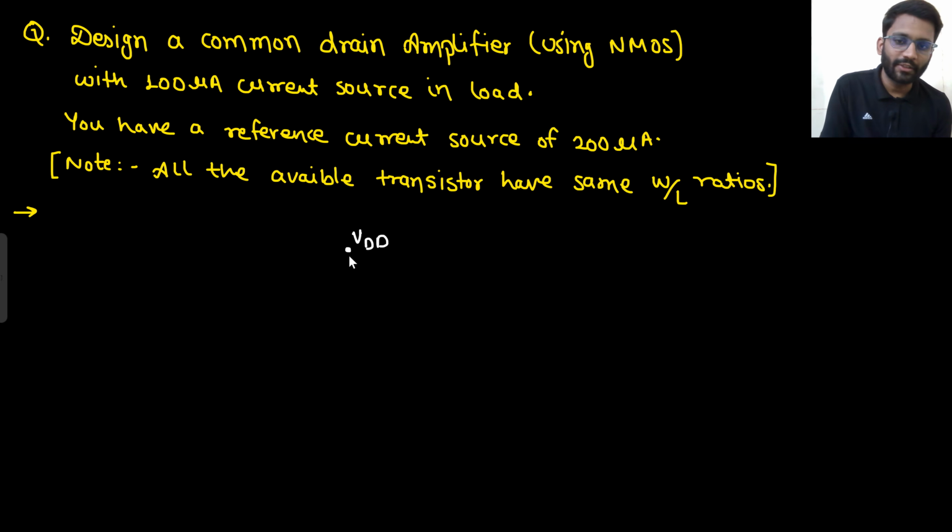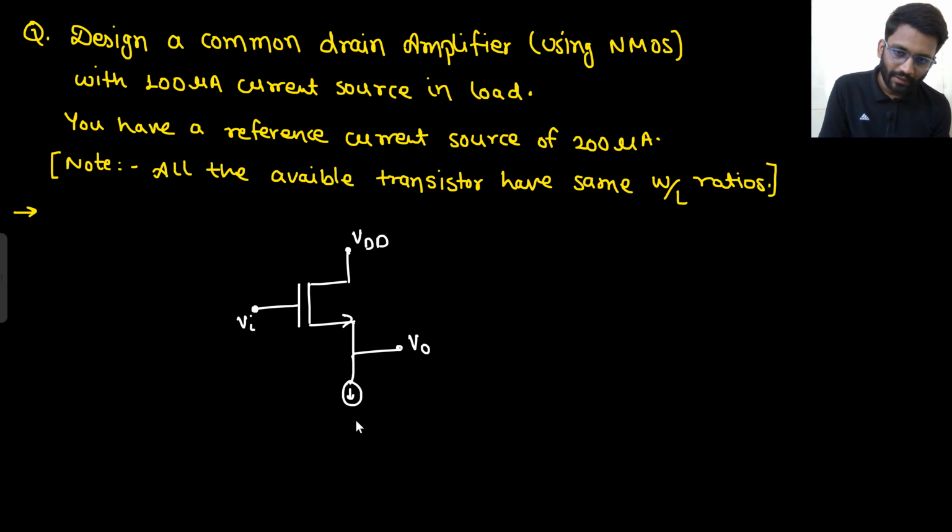They are not talking about the supply, so we have different supplies now. So, common drain amplifier using NMOS. This is the common drain. In common drain, you apply the input here, you get the output here. Apply the input at gate, get the output at source. A 100 microampere current source in the load.